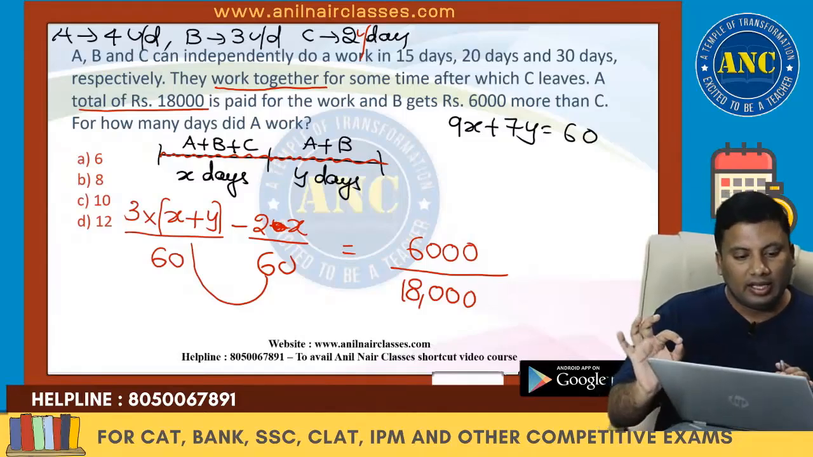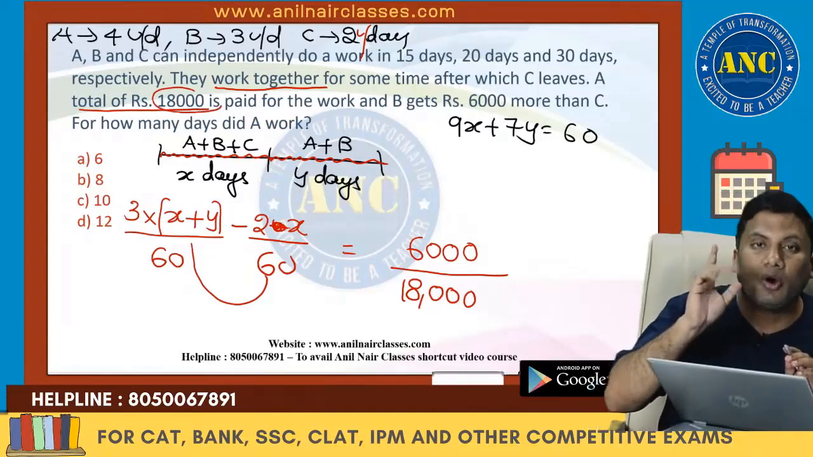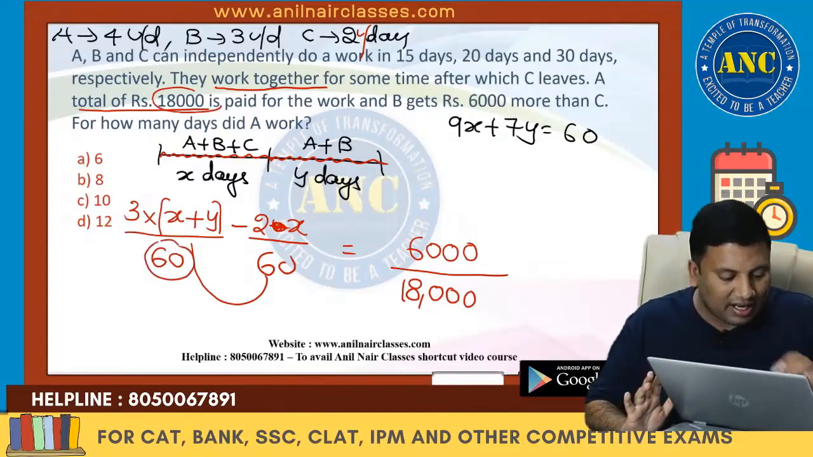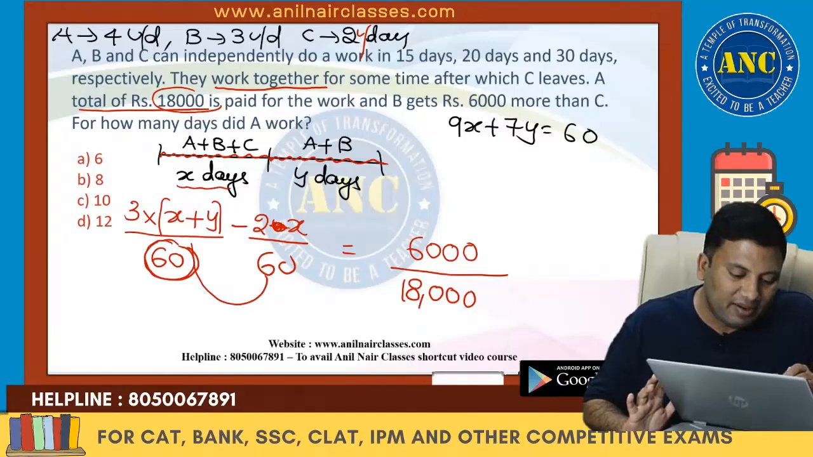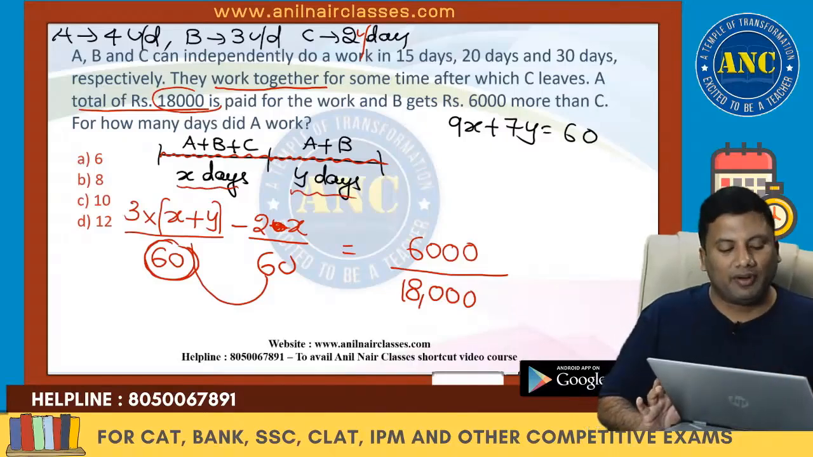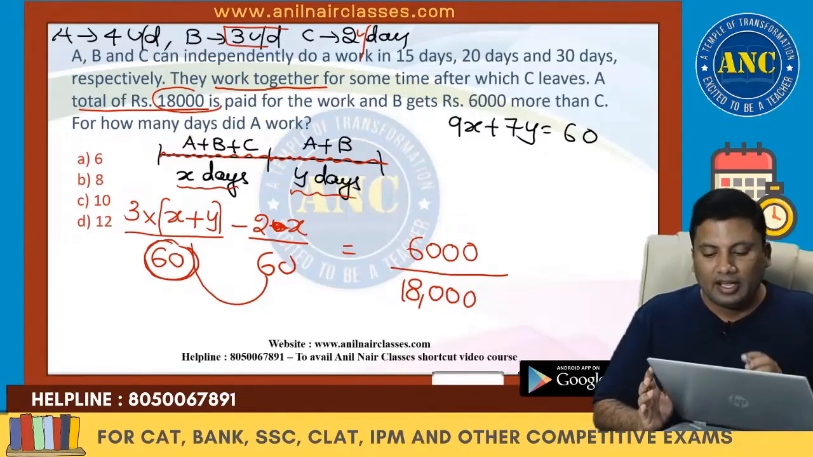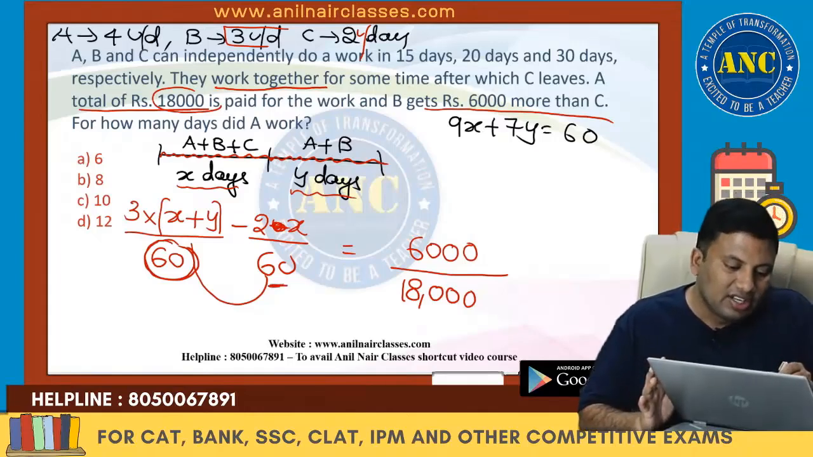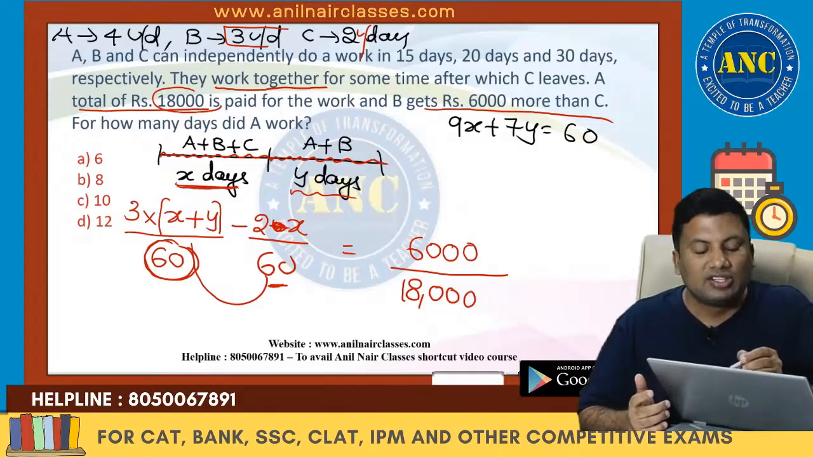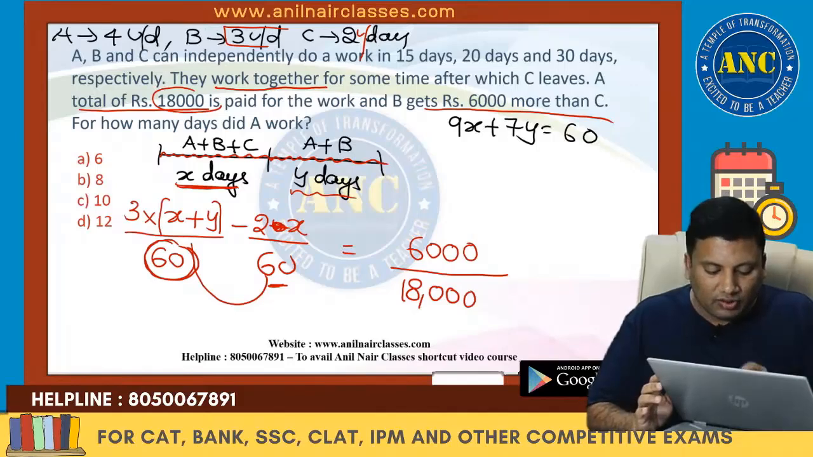Now see here. A total of 18,000 is paid. 18,000 is paid for a total of how many units of work? 60 units of work. So in 60 units, how many units did B do? Here he worked for X days, here he worked for Y days. So he will work a total of X plus Y. In one day he will do 3 units. So 3 into x plus y. B gets 6000 more than C. C, total it is 60. C is working only for x days. C's contribution is 2 units per day. I hope it is clear, right? So 18,000 he gets more.